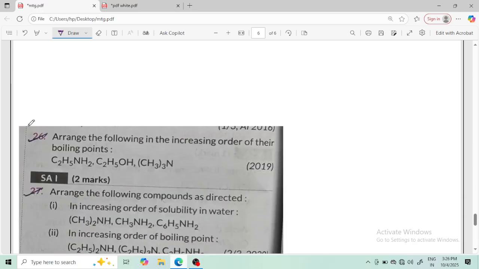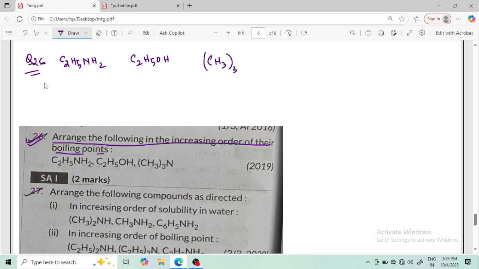Okay, then let's do the last question, number 26. They are saying, arrange the following molecules in the increasing order of boiling point. This question is slightly interesting because here they have given C2H5NH2, and then C2H5OH, and then (CH3)3N. So here this one is an amine, right? This one is what?